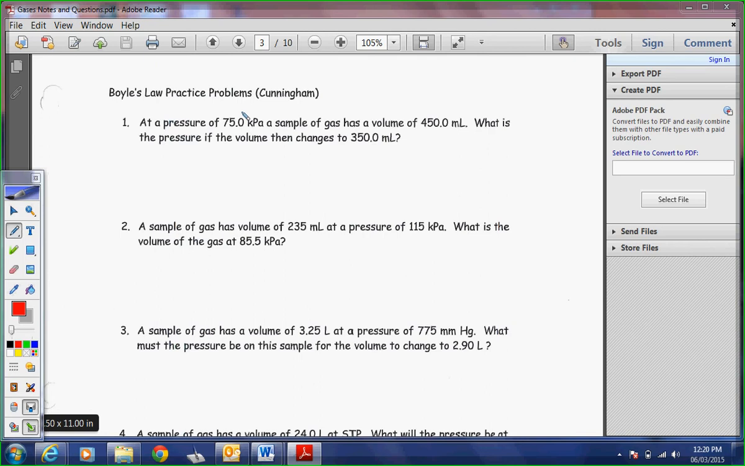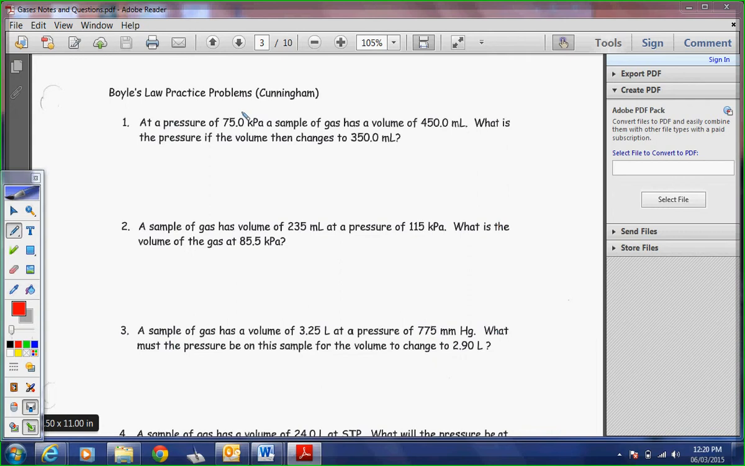So I expect the graph to be finished and handed into my inbox, and you're going to get a yes, you did it, or no, you didn't do it. Just an easy 100% or not. And then we are moving on to these questions.